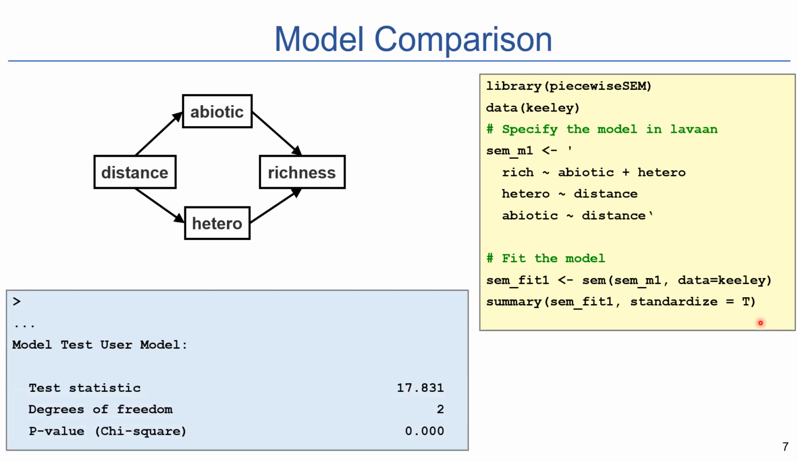The output here in blue shows us a chi-square of 17 with 2 degrees of freedom and a p-value less than 1 in 1000, which indicates a large difference between the data and the model-implied covariance. This means that our model fit is poor, and this leads us to the question: what should we have included in this model? Which links are missing here?